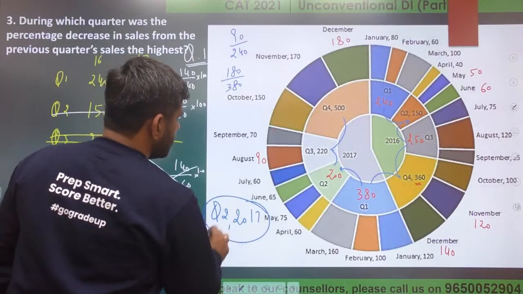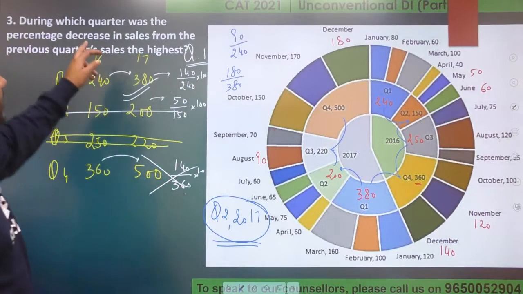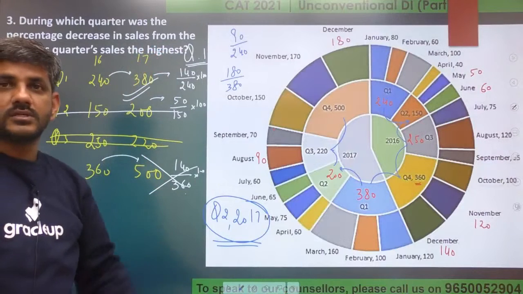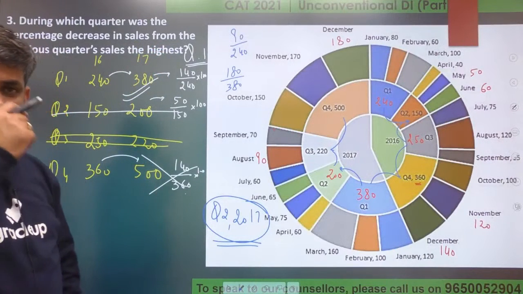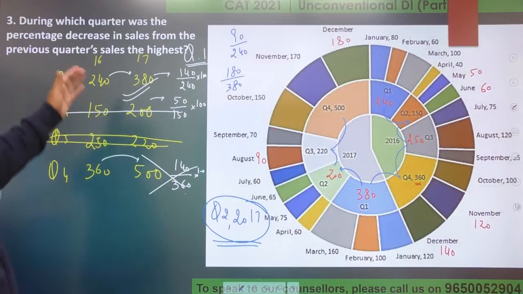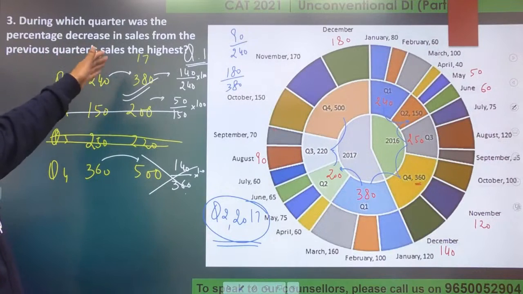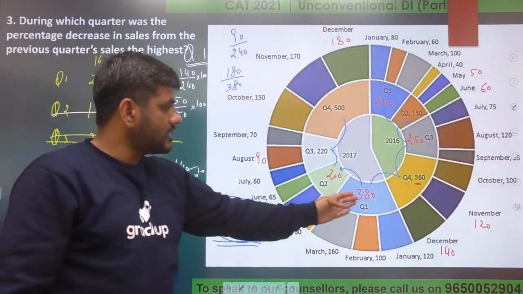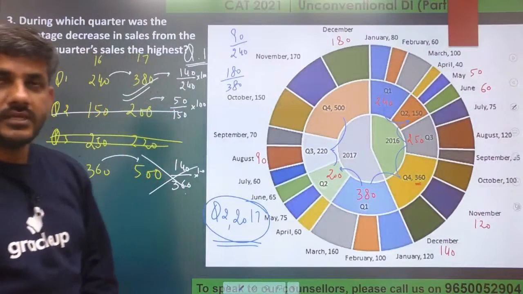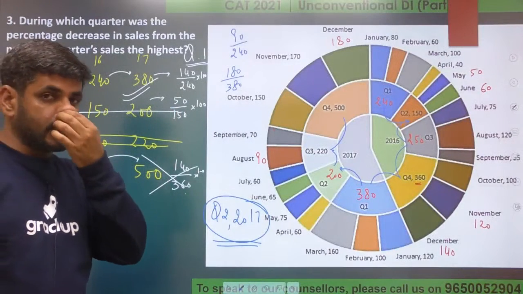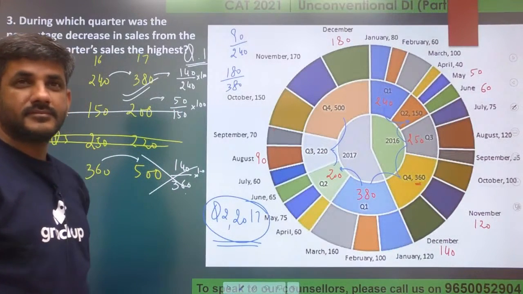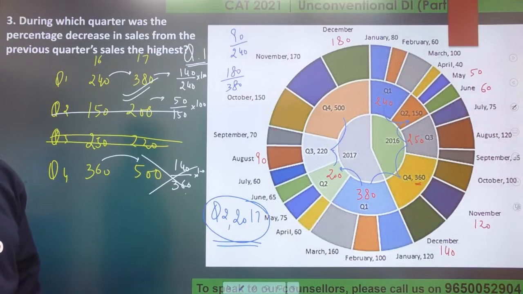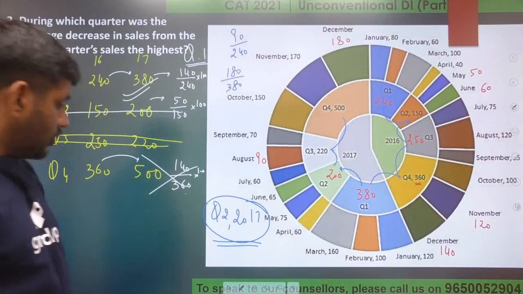So obviously I can say in quarter 2 of 2017 the percentage decrease is highest. This is what the question was asking us: in which quarter, with respect to the previous quarter's sale, is it highest? So basically 380 to 200 shows you the highest percentage decrease. I hope all of you got it.